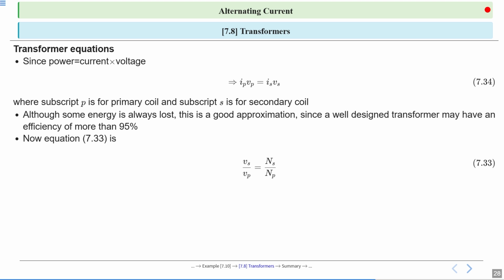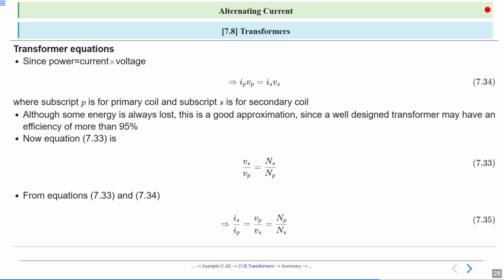Now we have seen in equation 7.33 that Vs upon Vp is equal to Ns upon Np. From this 7.34, we can write one more result from equations 7.33 and 7.34. These results are important, as numericals are based on them. So this 7.35 equation is the conclusion for the transformer. The ratio IS upon IP, current through the secondary coil upon current through the primary coil, will be equal to Vp upon Vs, which will be equal to Np upon Ns.